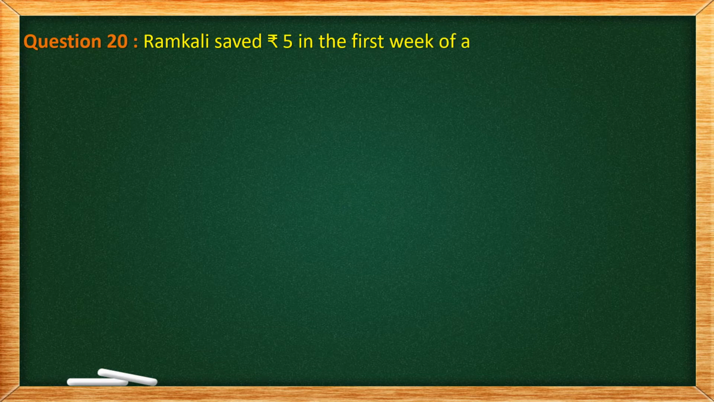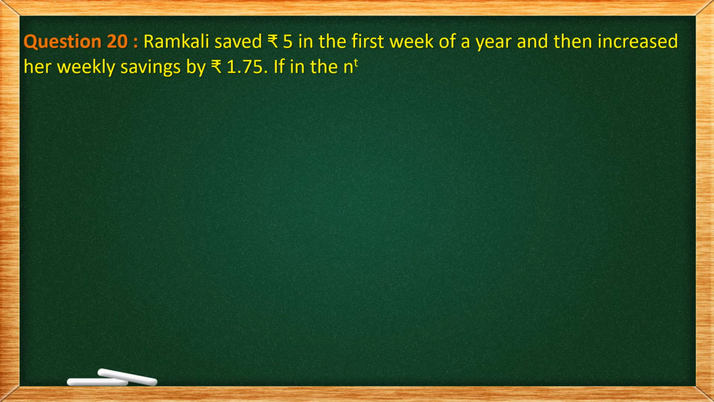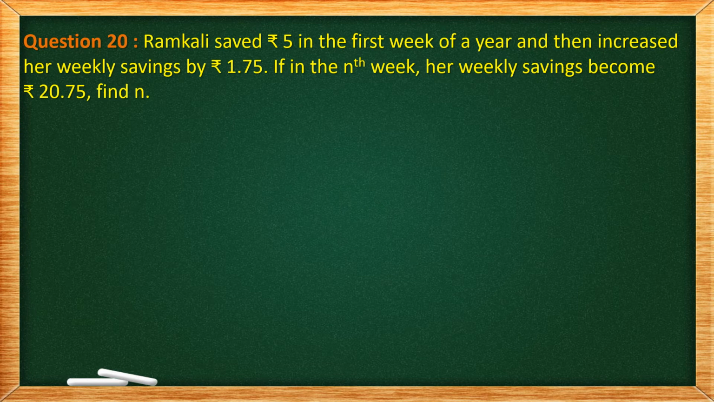Ramkali saved rupees 5 in the first week of a year and then increased her weekly savings by rupees 1.75. If in the nth week her weekly savings become rupees 20.75, find n. So we have to find out the value of n, in which week her savings become 20 rupees 75 paise. Now let's begin by calculating her savings for the successive weeks. So we will start from the first week.